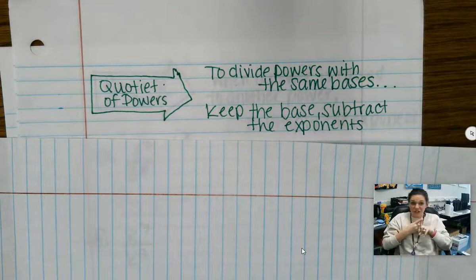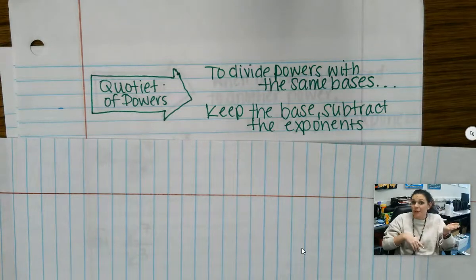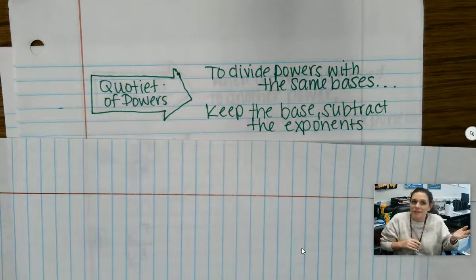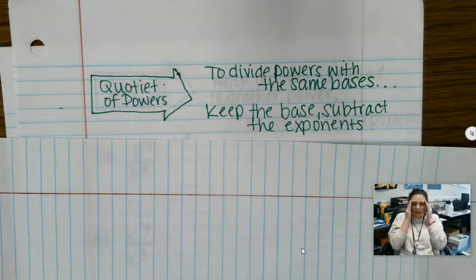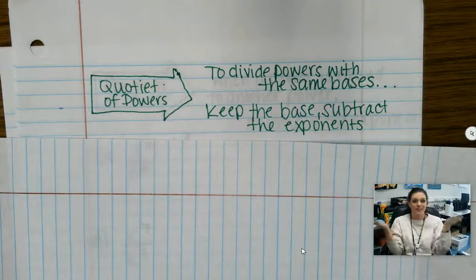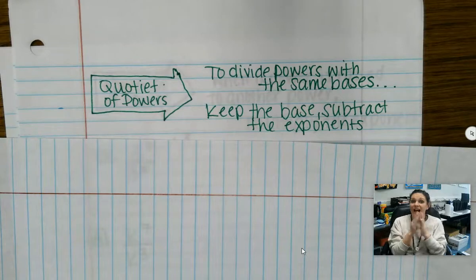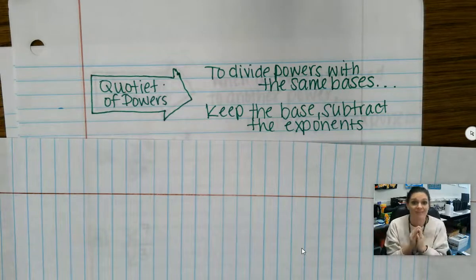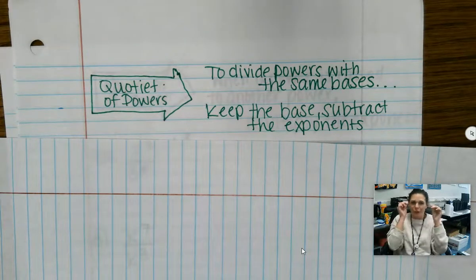If I see division and I have the same base, I'm going to keep the base and subtract the exponents. Keep the base, subtract the exponents. So a way to remember this: multiply to get bigger, add to get bigger. Quotient, dividing gets smaller, and subtraction gets smaller. So that's a way that you can remember the two things together.